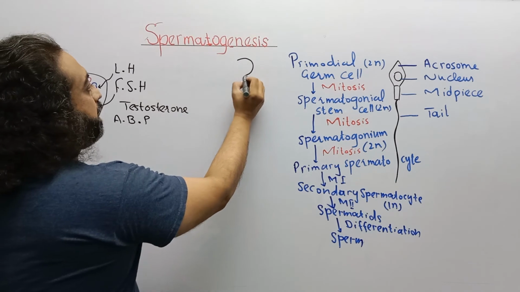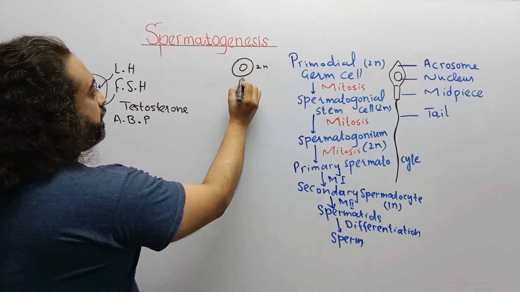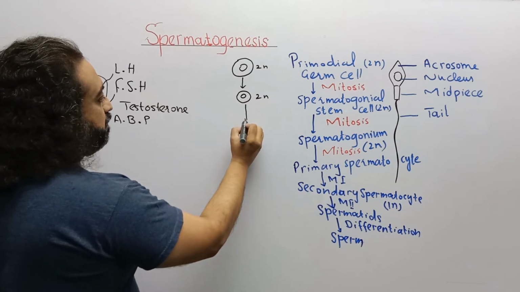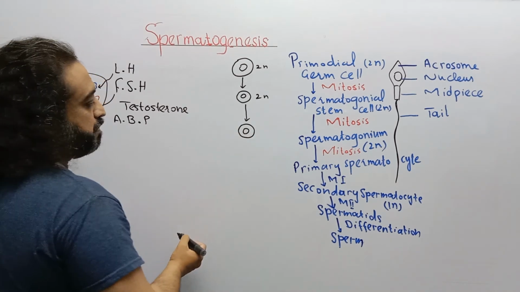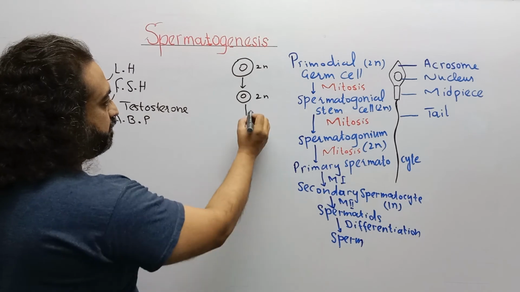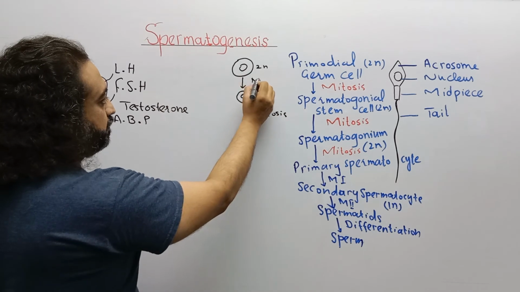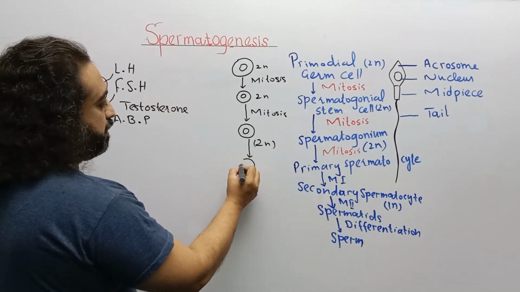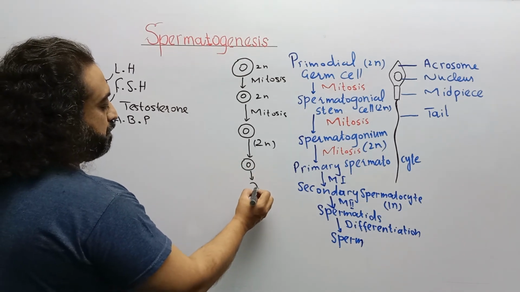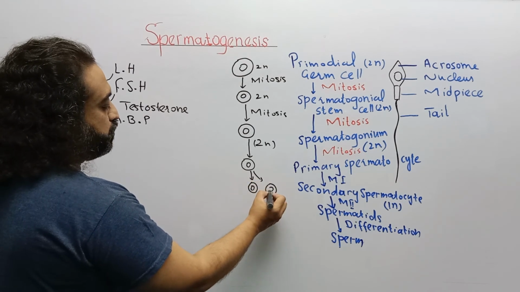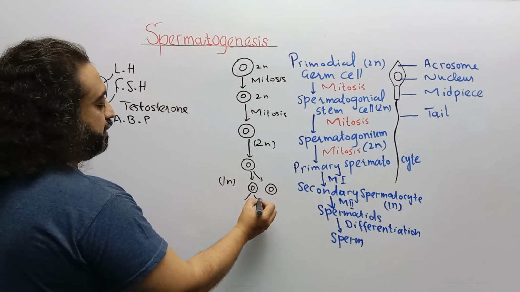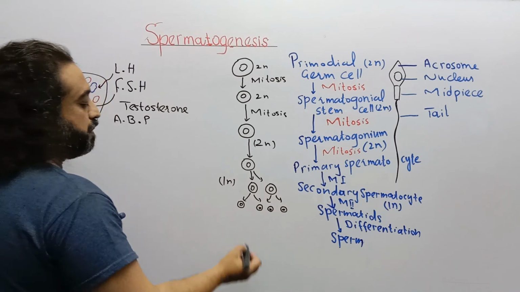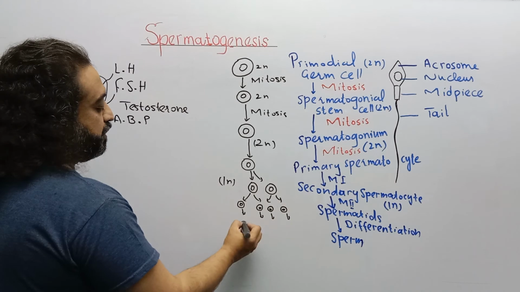Here is the primordial cell. It is 2n in nature. It divides by mitosis to form the spermatogonial stem cell, 2n. Then again mitosis, and we get a spermatogonium. Spermatogonium divides by mitosis. All this mitosis is going on, therefore the number of chromosomes in them is 2n. And we get the primary spermatocyte. The primary spermatocyte underwent meiosis 1 and made two cells. It produced two cells with 1n haploid, and then they again divided by meiosis 2 and produce four spermatids, and these spermatids are differentiated to form sperms.